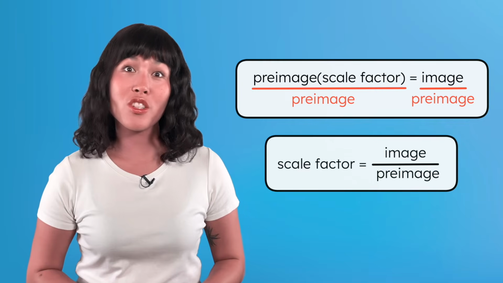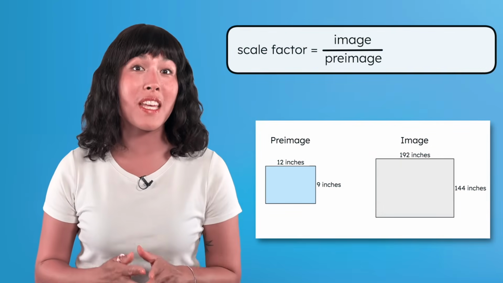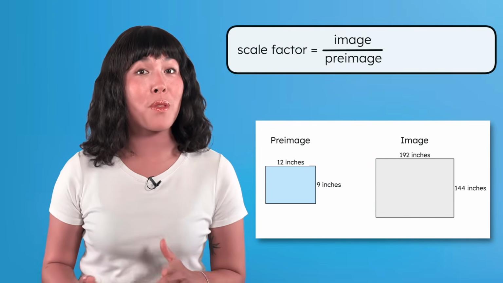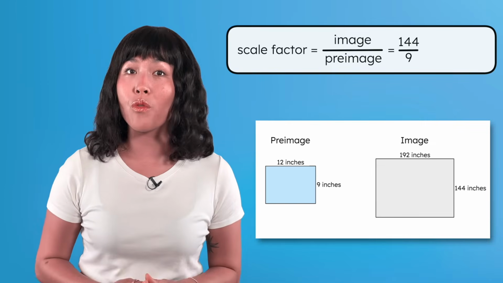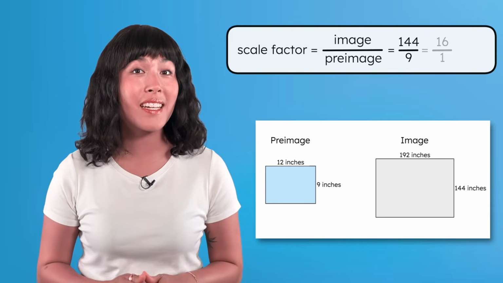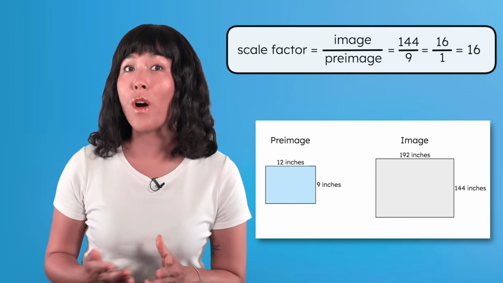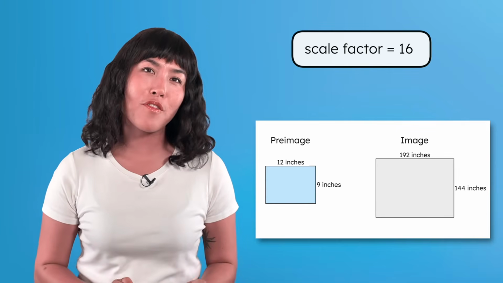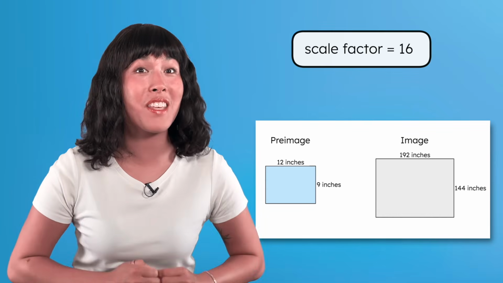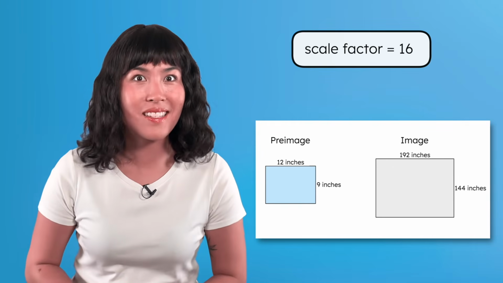Essentially, scale factor is just a ratio in fraction form that compares corresponding sides. So, putting the measurement from the image in the numerator and the measurement from the pre-image in the denominator would give us the fraction 144 over 9. When we simplify the fraction, we get 16 over 1, which is 16. We could also have just divided 144 by 9. That's the scale factor. That means that to get from the measurements in my blueprint to the measurements of the actual real-life objects in the town square, we'll multiply by 16.